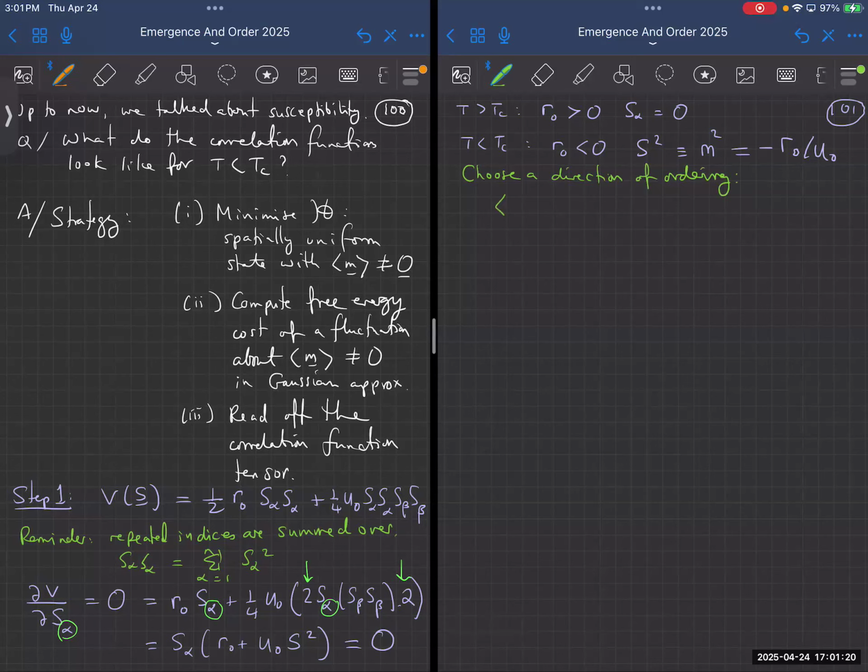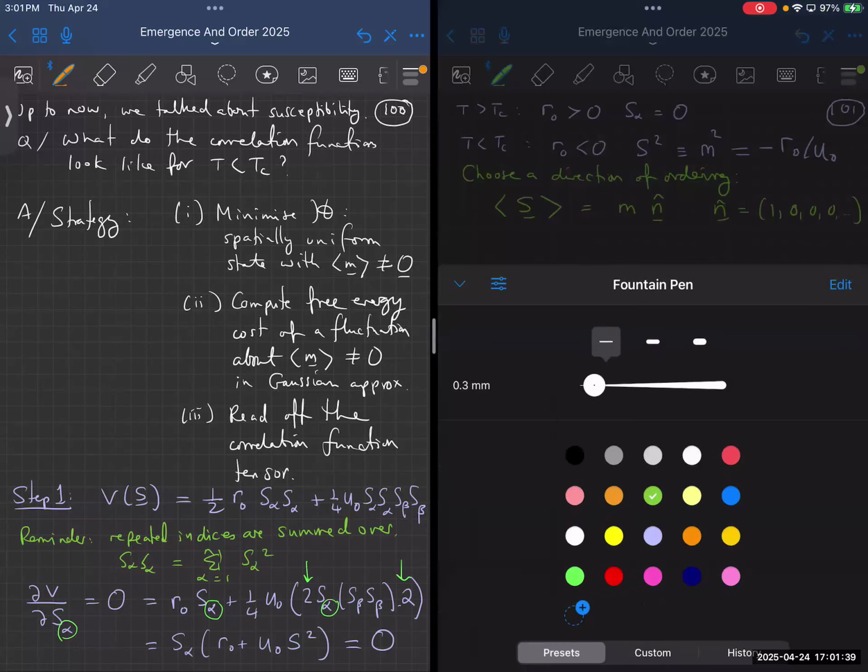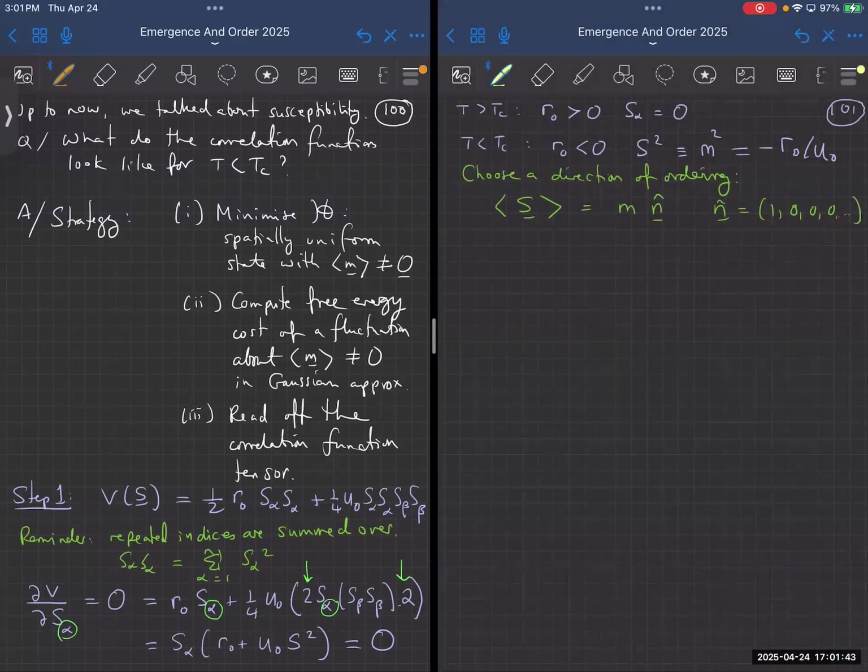So I'm going to say that the expectation value of the order parameter S is equal to the magnitude M times some unit vector. I'm going to choose, without loss of generality, this unit vector to be (1, 0, 0, ...) in the n-dimensional spin space. Now we're going to look at the fluctuations. So step 2, we're going to look at the fluctuations.